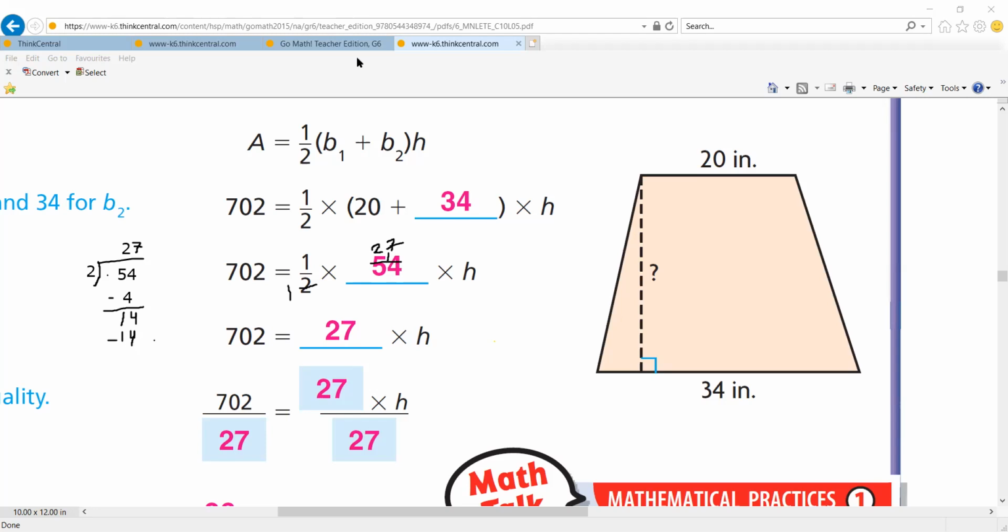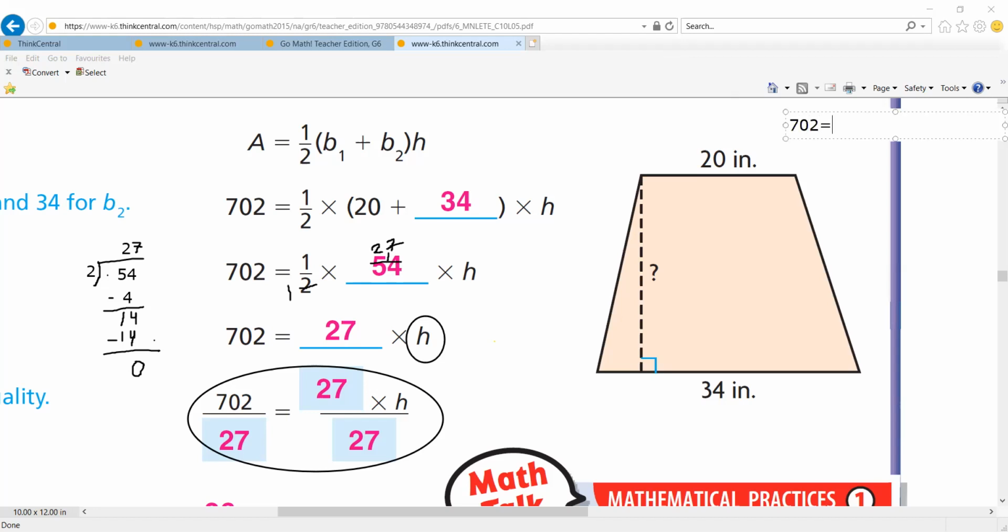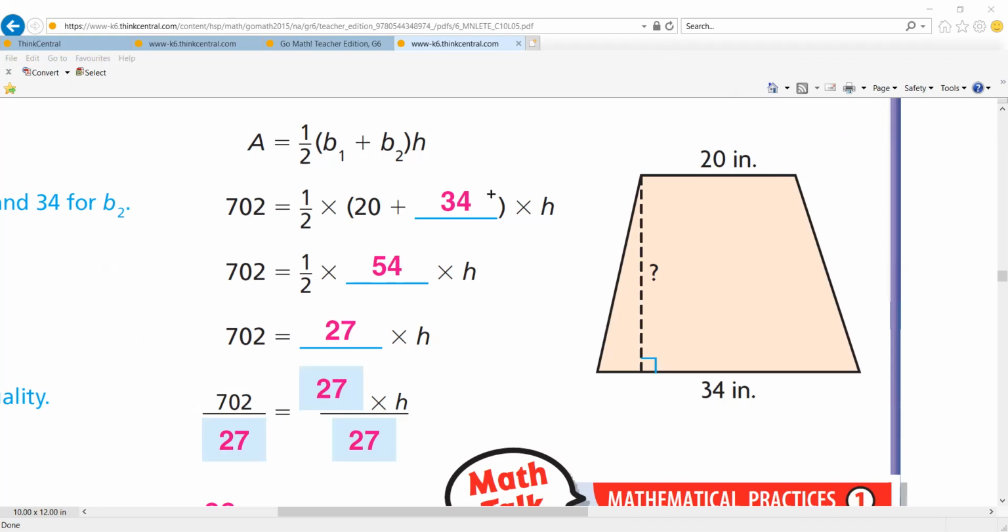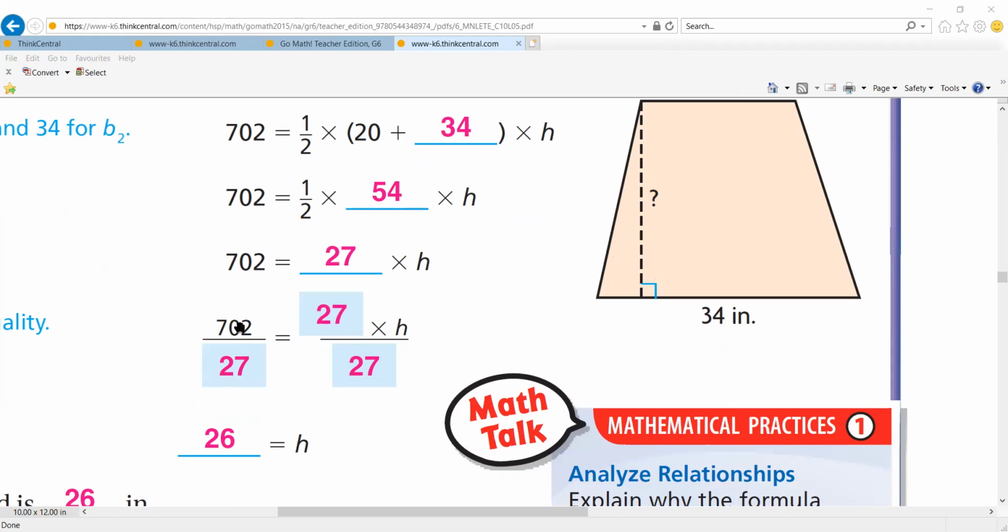But see, still you don't know because you wrote 27 here. I'm sorry for that. Forget this step, girls. This step will make you confused again. So don't look at this. Just remember, if I want to find H, where will this 27 go? Multiplication becomes? See, this way: 702 equals 27H. But if H is alone here and I want to find H, where will the 27 go? Down. 702 over 27. Same way they did here, but they have a different way to do it. 702 over 27 is 26.